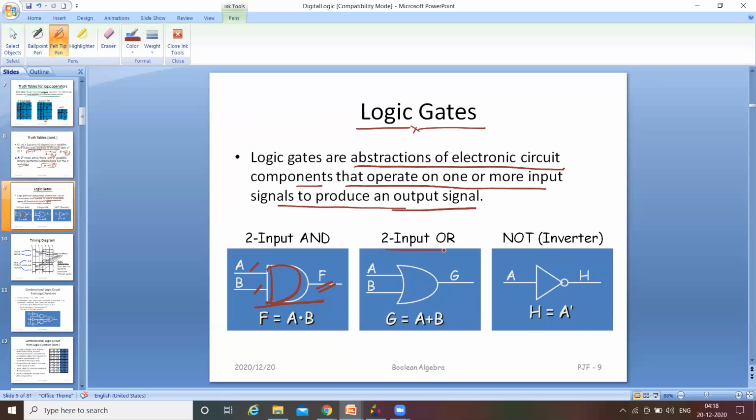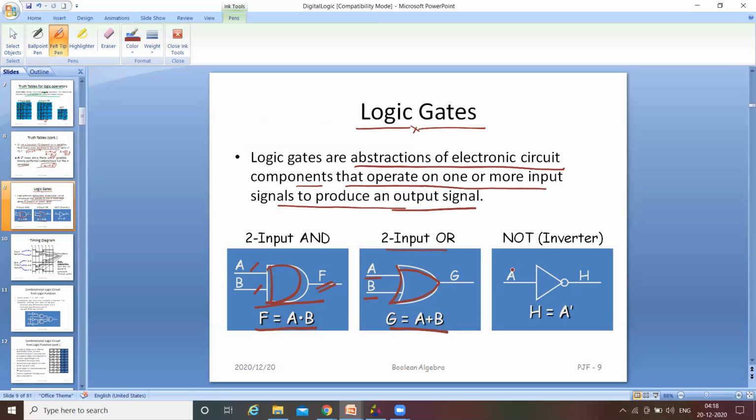Whereas the two input OR gate, A is one input and B is another input. It looks something like this shape. This is the symbol of the OR gate, and the logical expression is G is equal to A plus B. And the logical expression for the AND gate is F is equal to A dot B.